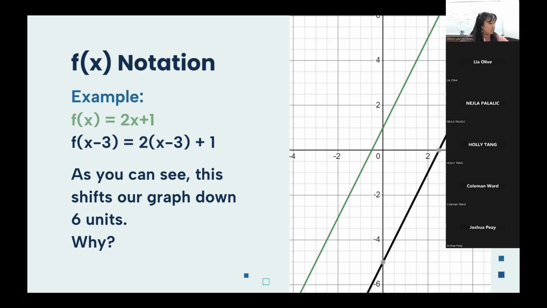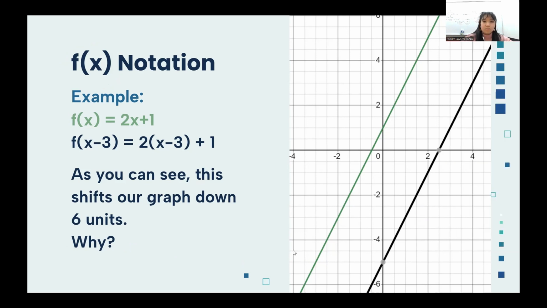So all I've done is went ahead and graphed it. This is slightly different. I changed the intercept so it would fit better on the graph. So this first one here, this green one, is our original function. And then the second one is our f of x minus 3 function. All I did was FOIL and then simplify. So when I FOIL and simplify, I get 2x and then negative 6 plus 1, which is negative 5.